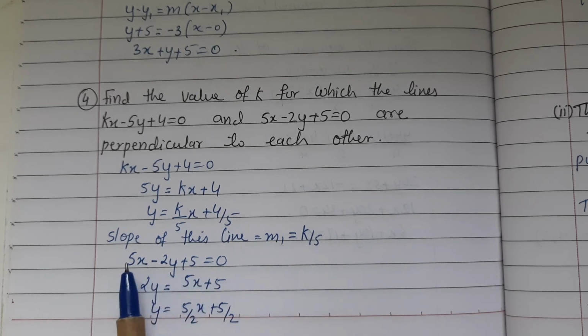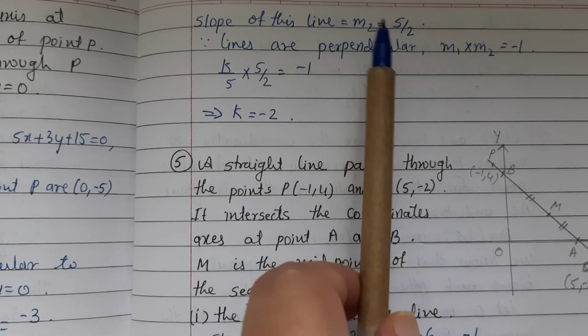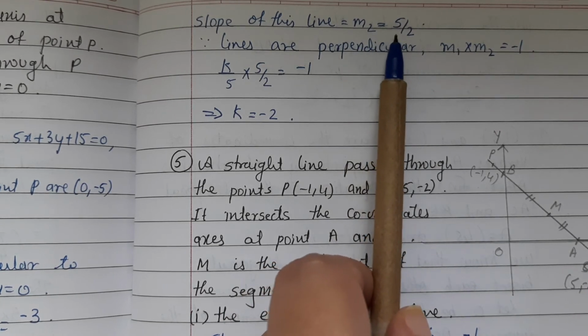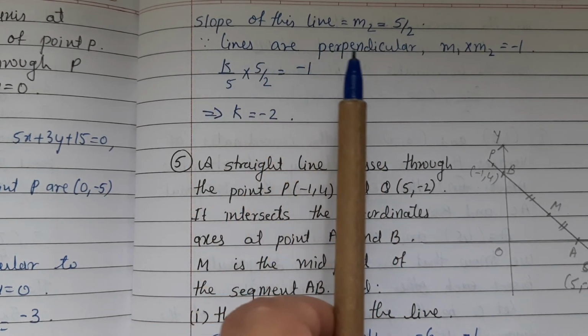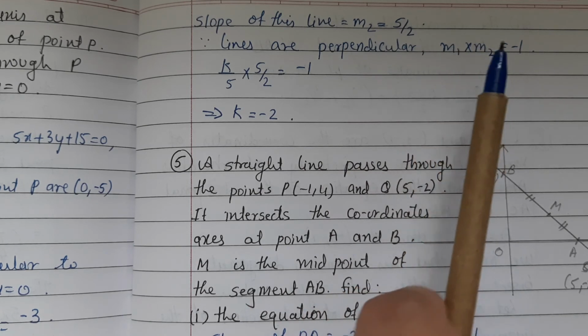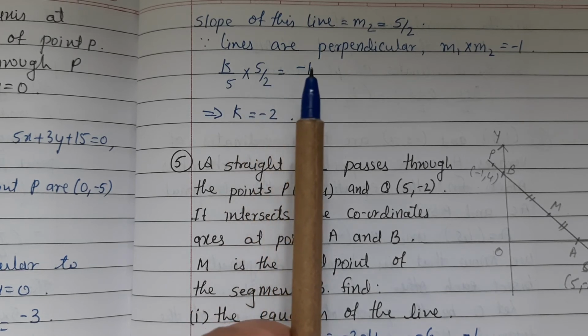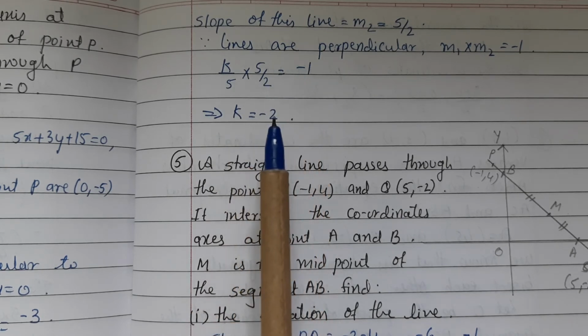Other line 5x minus 2y plus 5 equal to 0, 2y equal to 5x plus 5, y equal to 5 upon 2 x plus 5 upon 2. Slope of this line m2 equal to 5 upon 2. Since lines are perpendicular, m1 into m2 equal to minus 1. m1 is k upon 5 into 5 upon 2 equal to minus 1. k equal to minus 2.